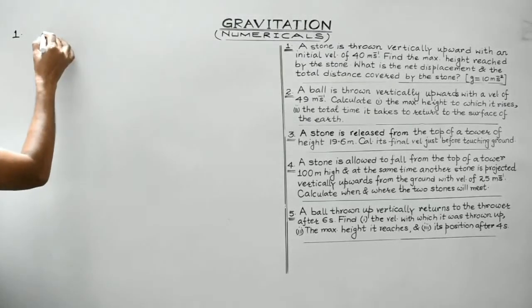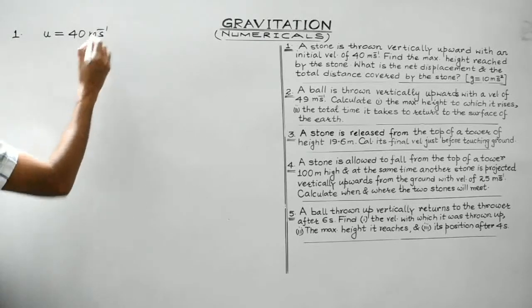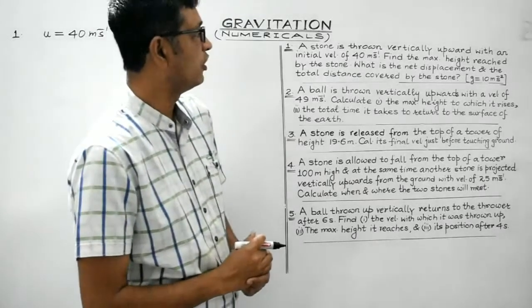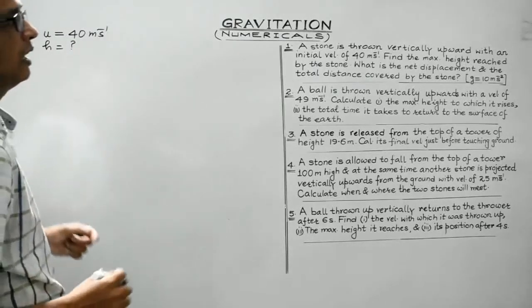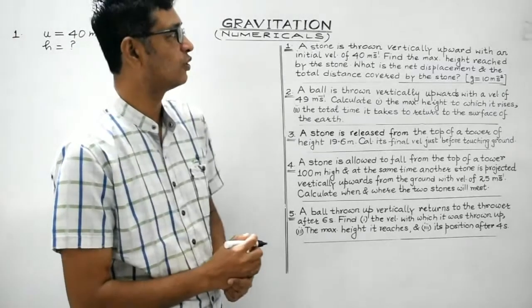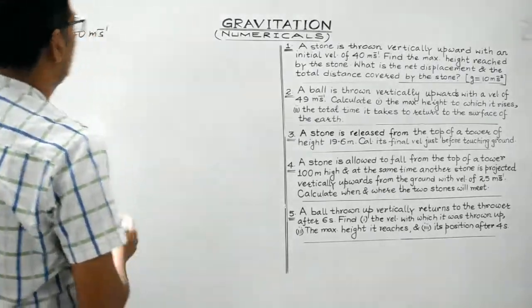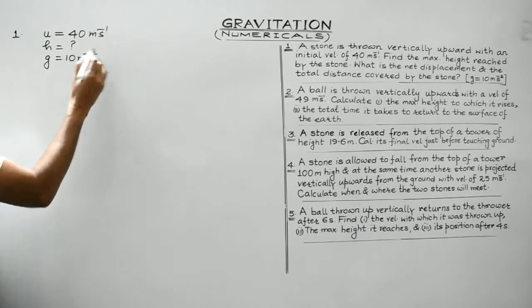Now we are aware initial velocity is represented by u. It's given to be 40 meters per second. Find the maximum height reached by the stone. Okay, h is to be determined. And then what is the net displacement and the total distance covered by the stone? Okay, right. And g is to be considered as 10 meters per second square.